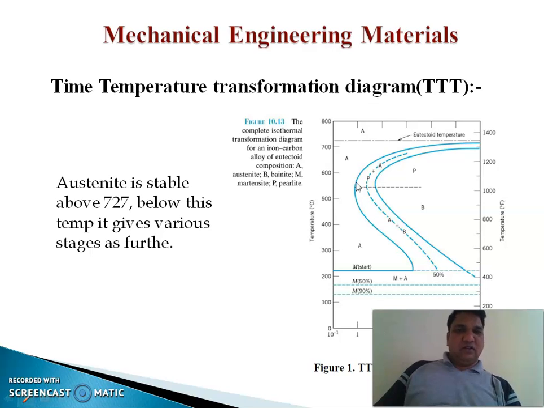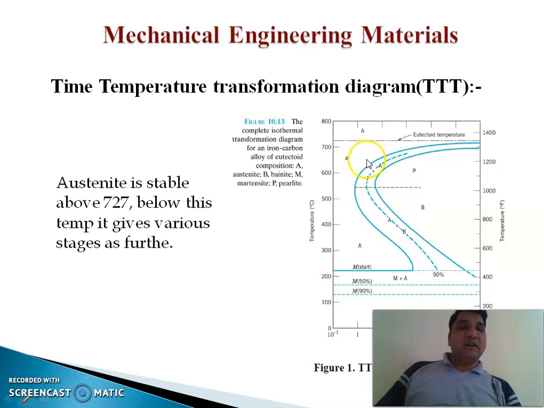The first line indicates the starting phase, the middle line indicates the mid phase or 50-50 transformation, and the third line indicates the final or 100% transformation. The upper region is called the pearlitic region, the middle region is called the bainitic region where bainite is going to form, and the third region is called the martensitic region.